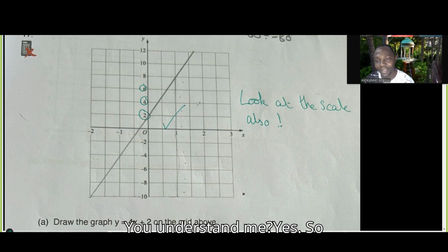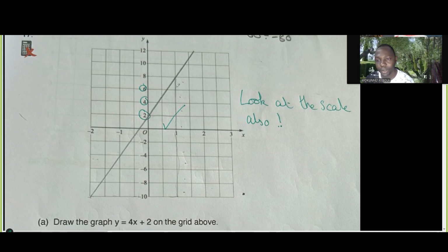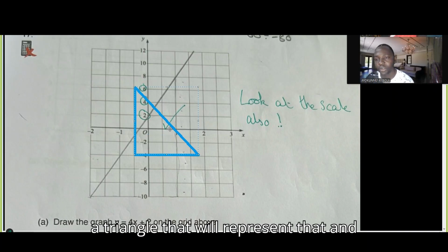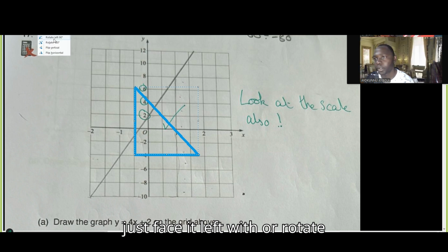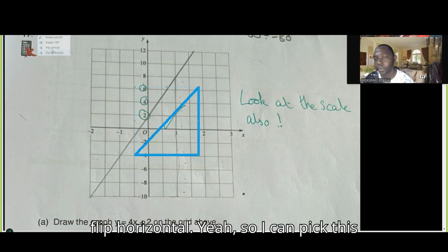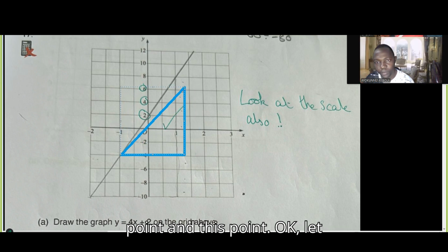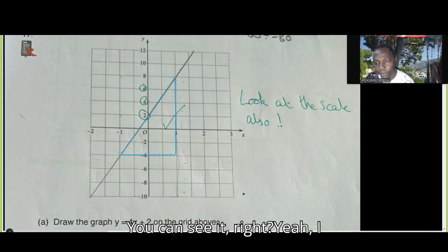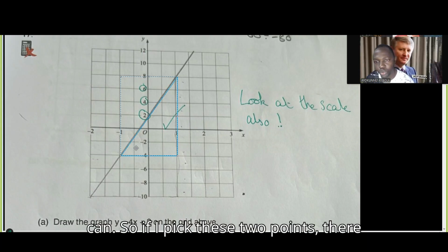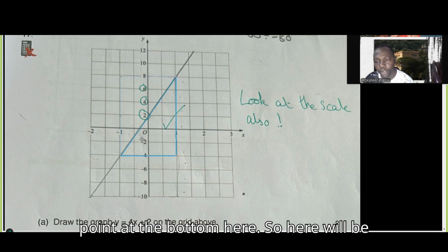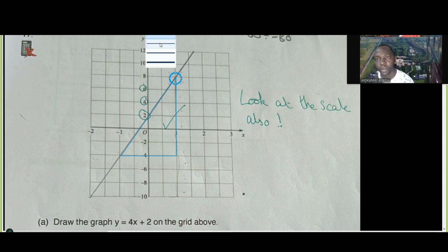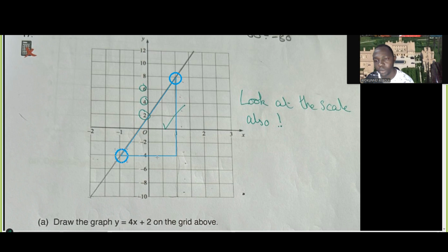You understand me? Yes. So if I want to pick up, I need a triangle. So let me pick a triangle that will represent that, and just face it left way, rotate, flip horizontal. So I can pick this point and this point. Let me make it tinier so that you can see it, right? Yeah. So if I pick these 2 points, there'll be 1 point at the top here and 1 point at the bottom here.